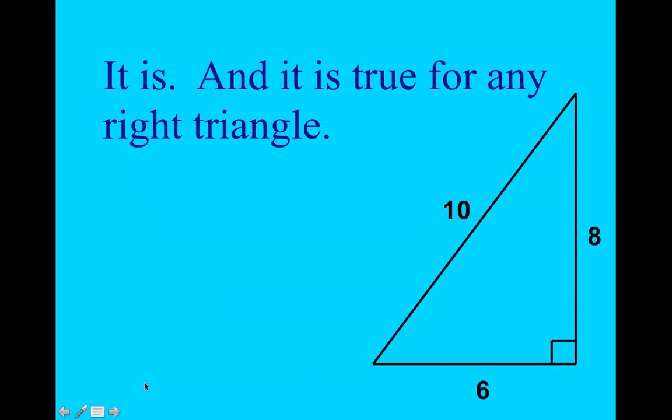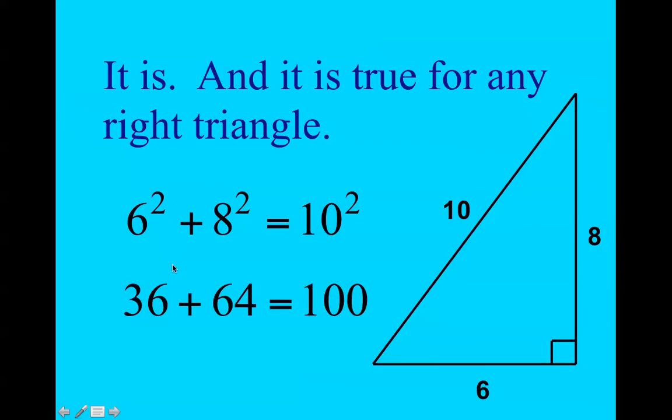Now, this is true for any right triangle. So for example, right here we have 8 squared plus 6 squared, which equals 64 and 36. Add them together, you get 100. Well, that's the same as if you squared 10 right here.